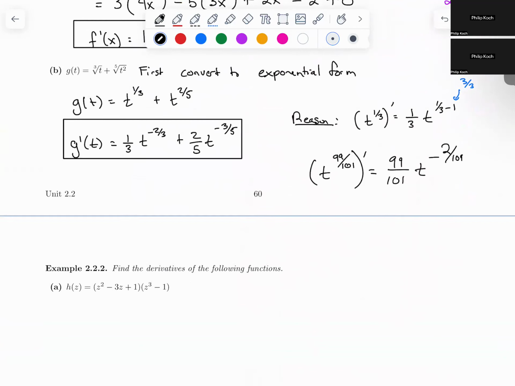Find the derivative of h of z is equal to z squared minus 3z plus 1 times z cubed minus 1. Note, let's write this in shorthand notation. The derivative of f of x times g of x is not equal to f prime of x times g prime of x. It's not true. We wish it was, right? That would make calculus a lot easier, but sadly it's not.